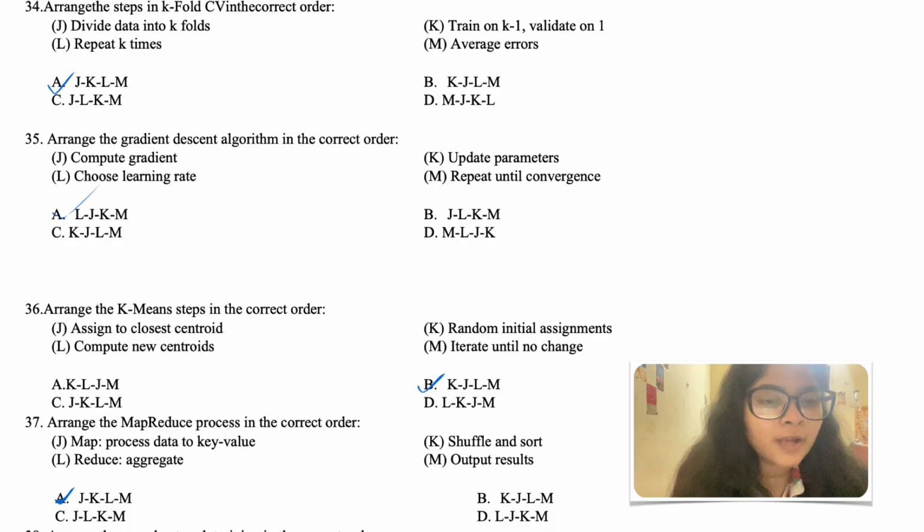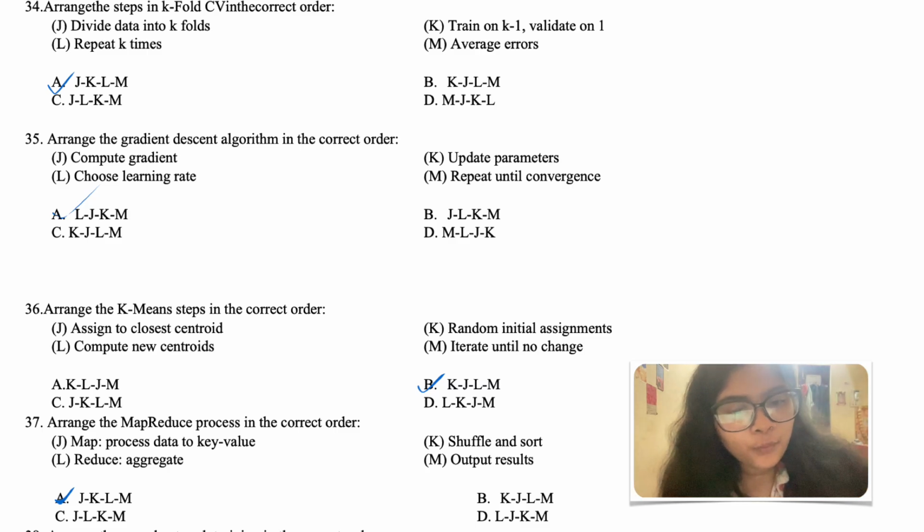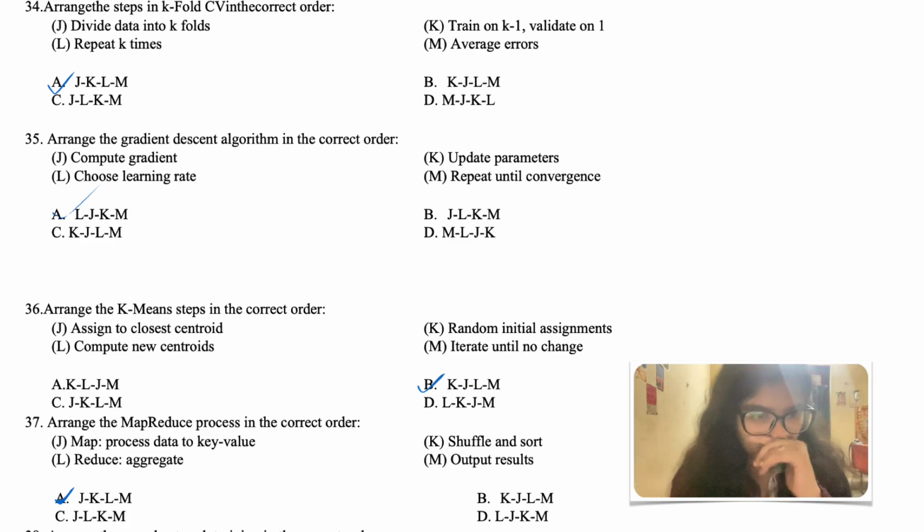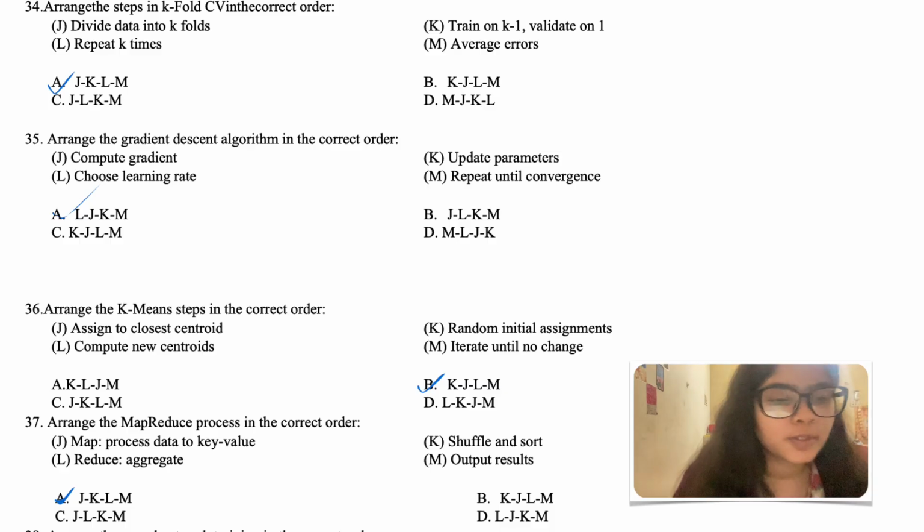Arrange the gradient descent algorithm in the correct order. So in gradient descent we first choose the learning rate, what should be the value of alpha, then we calculate the gradient with it so that it reduces the cost. Then we update the parameters and repeat until convergence happens.